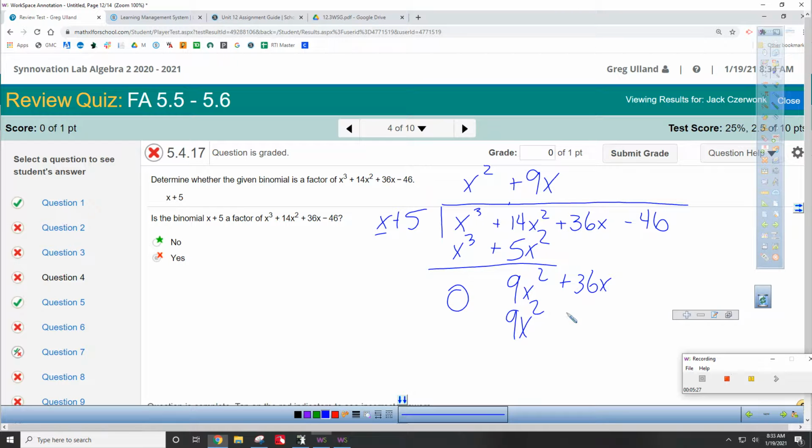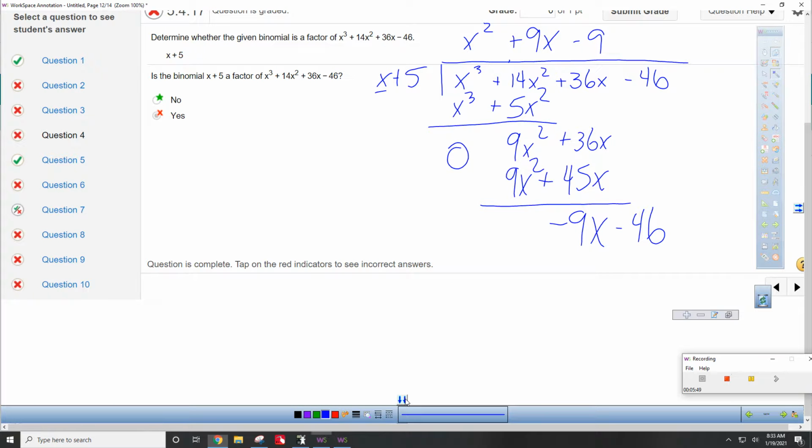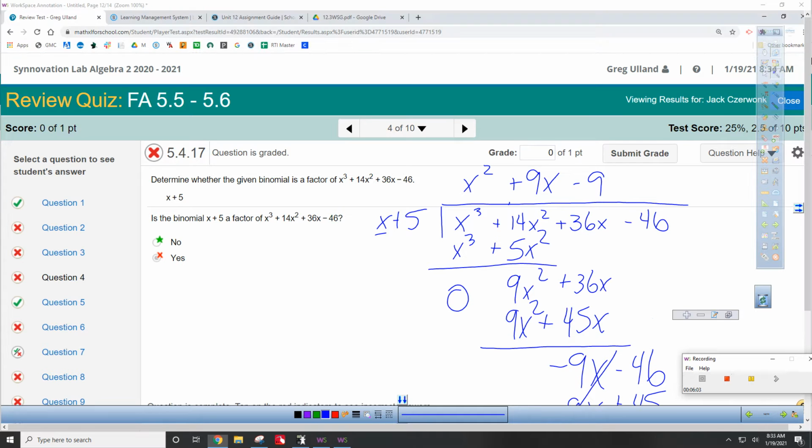9x times 5 is 45x. Subtract it, and I get a negative 9x. Bring down my 46. X goes into negative 9x, negative 9 times. Negative 9 times x is negative 9x. But negative 9 times 5 is positive 45. And when we subtract these, we get a remainder of 1. So the answer should be no, it's not. Okay?